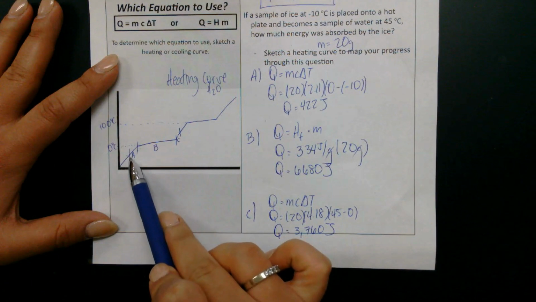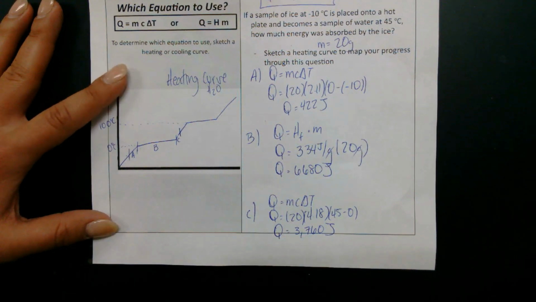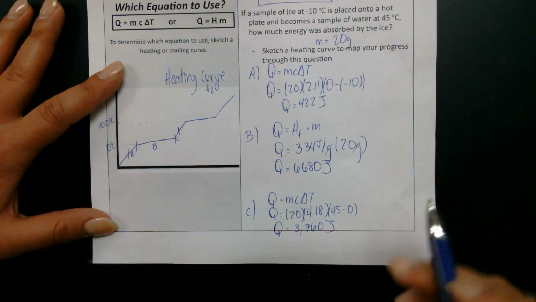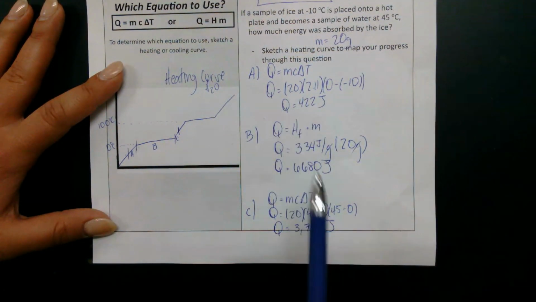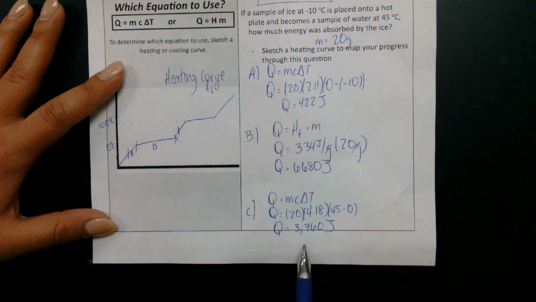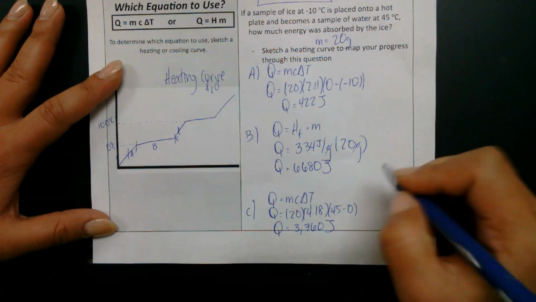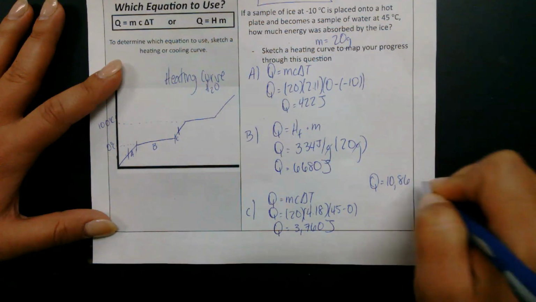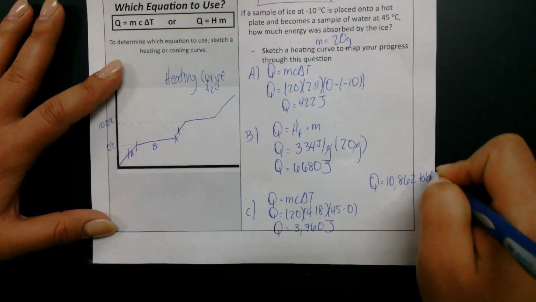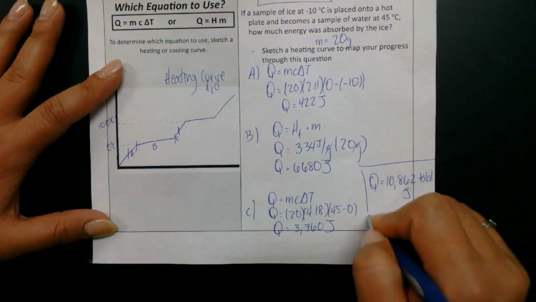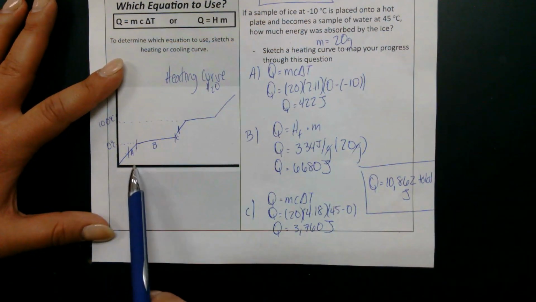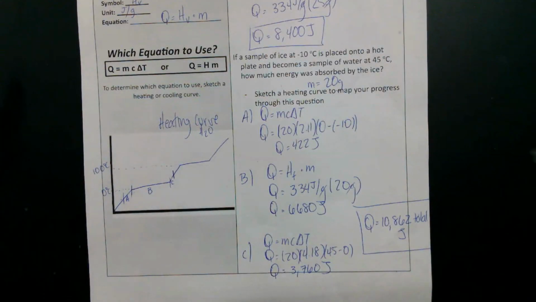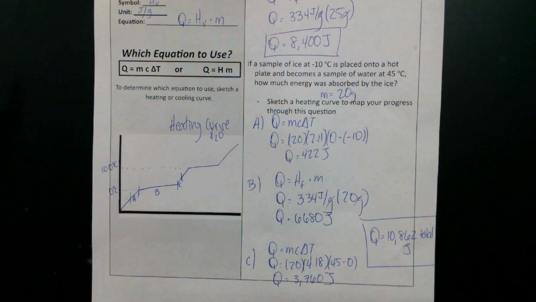Okay, so now I calculated Q for these 3 sections. From here, this point of where it started, to this point of where it ended. So now what do you think I have to do with each of these Qs? Well, now this is the easy part. All I need to do is add them up. So 422 plus 6,680 plus 3,760. I get Q equals 10,862 total joules. And that is my final answer on how to solve for the energy that was absorbed by the ice from beginning to end.